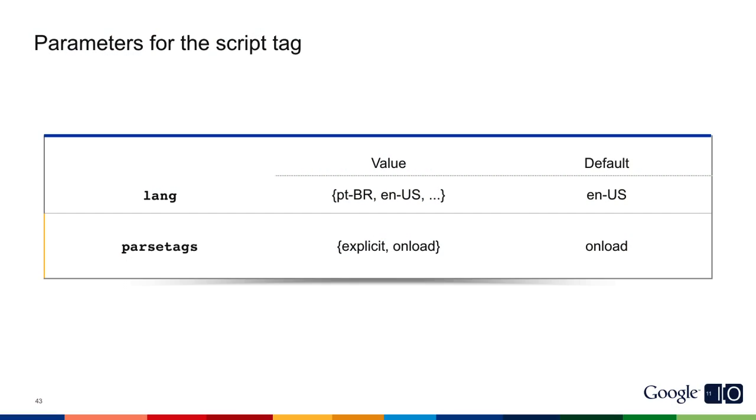All right, here are some parameters for the script tag. And we've got two. First off is language. You'll be able to specify other languages for the button. The second one is parse tags. This gets a little bit more interesting. By default, it's on load. So all the tags will be parsed at on load of the page.